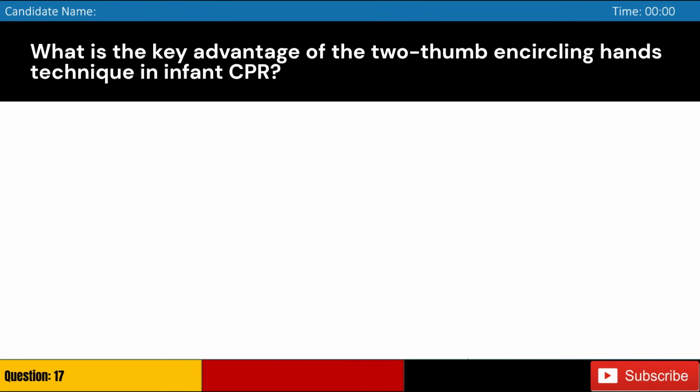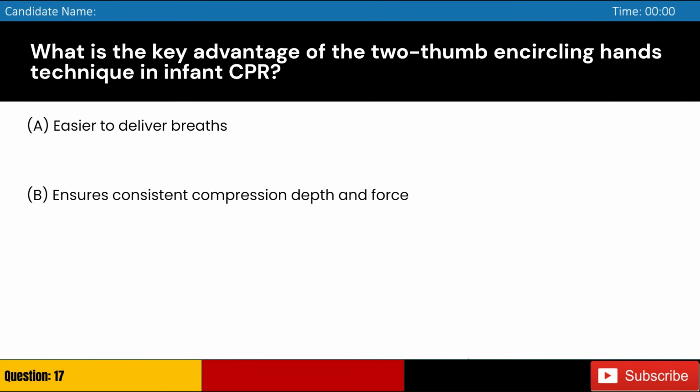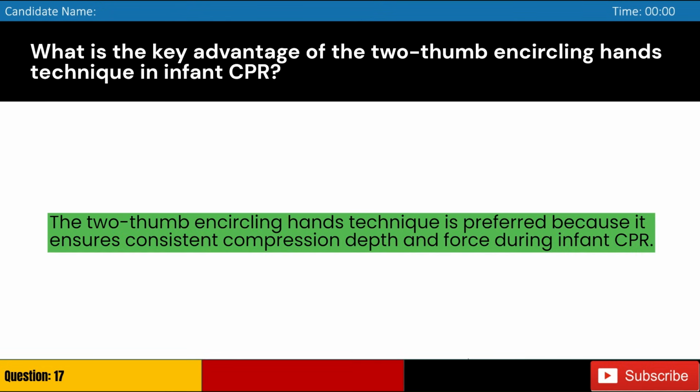What is the key advantage of the 2-thumb encircling hands technique in infant CPR? A. Easier to deliver breaths. B. Ensures consistent compression depth and force. C. Easier to switch rescuers. D. Prevents chest recoil. Answer, B. The 2-thumb encircling hands technique is preferred because it ensures consistent compression depth and force during infant CPR.